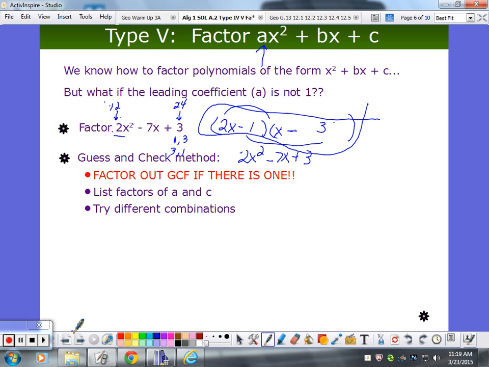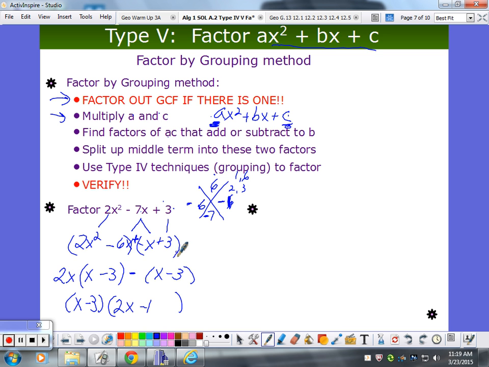What did we get before? Same thing. See? No guessing though. Check it though. Multiply, because you might make a mistake here. So 2x squared minus x minus 6x, I'm foiling back, plus 3. Combine the like terms: 2x squared minus 7x plus 3. Did I get there? Yes. And that's how you do it using this method. Guess and check is faster if you can guess well. If you're not a good guesser, use this.